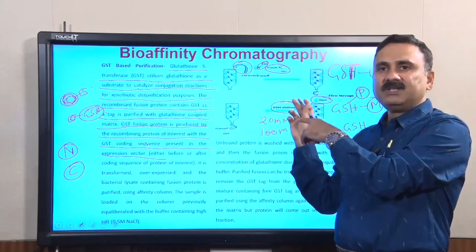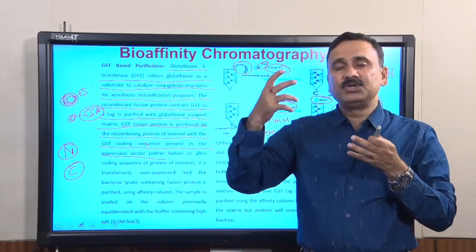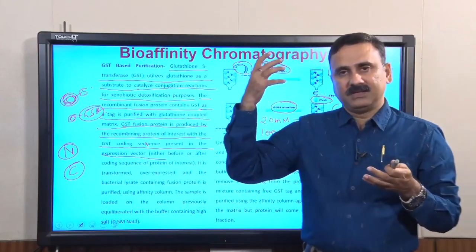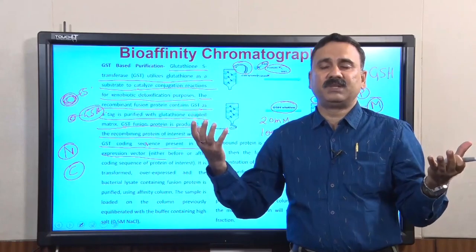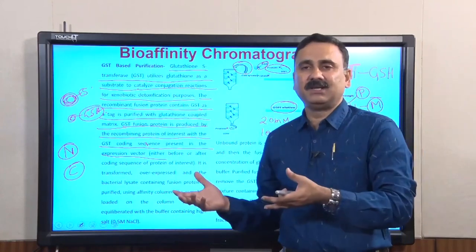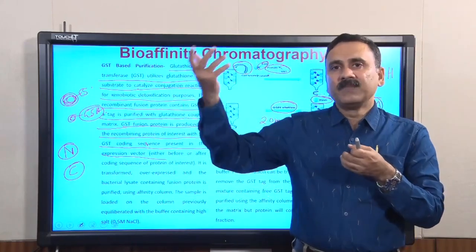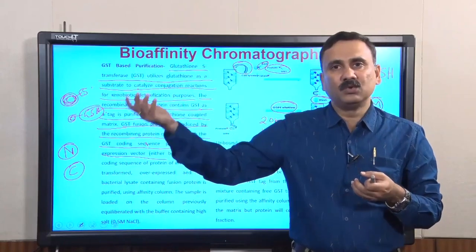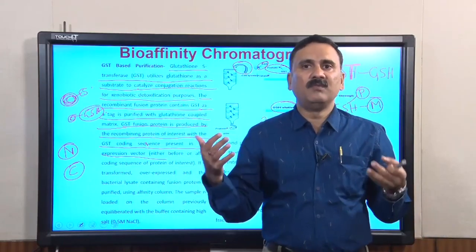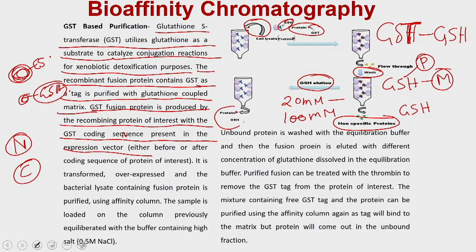But what will happen is, when you flow a large quantity of GSH in the mobile phase, the protein which is binding to the GSH on the beads is going to have a distribution between the GSH on the bead and the GSH in the solution. Since the GSH in the solution is at a very, very high concentration compared to the GSH on the beads, the protein is going to bind the GSH in the solution, and as a result it no longer binds to the beads. That is how it will be present in the supernatant, and the protein will come out from the column as the GST protein complex.